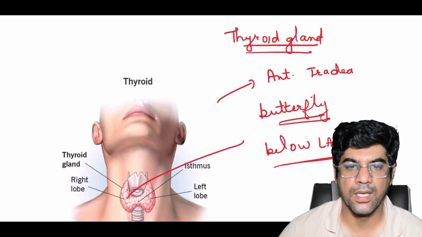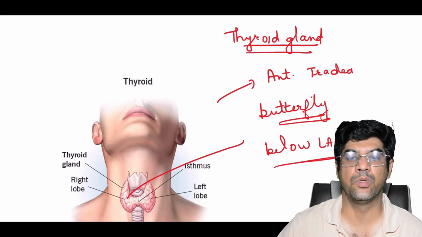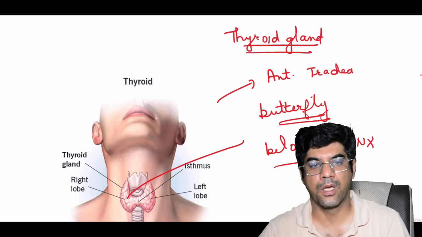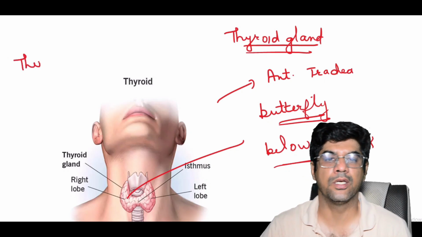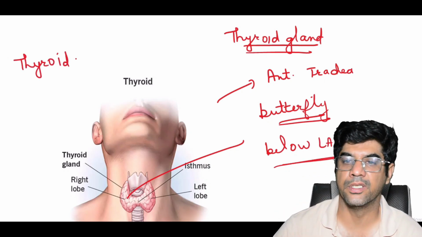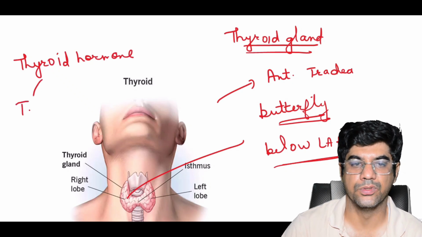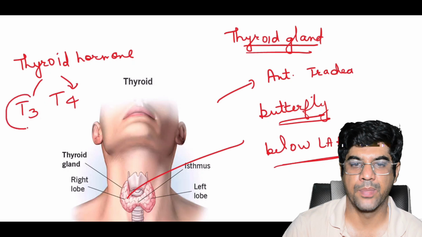Now, what is its role? Remember that its role is to regulate metabolism, growth, and development through production of the thyroid hormones, particularly T3 and T4. T3 is triiodothyronine and T4 is thyroxine.